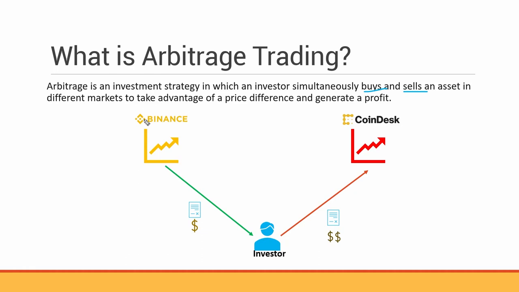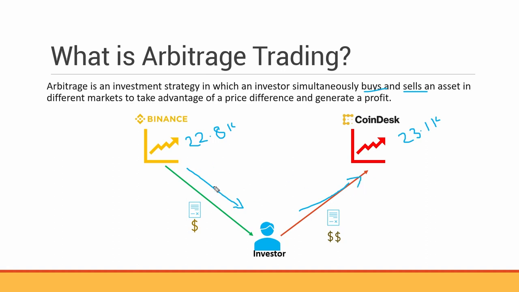So for example, if we take the example of Binance and Coindesk, let's say you are able to buy Bitcoin at Binance at 22.8k, and on Coindesk you see Bitcoin being sold at 23.1k. Then the difference between 22.8 and 23.1 is $300. Because of this difference, when you're able to simultaneously buy from Binance and sell it on Coindesk, that is where you would be making profit.